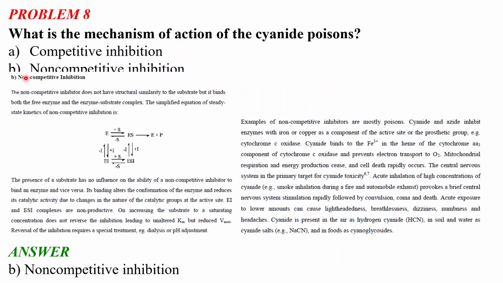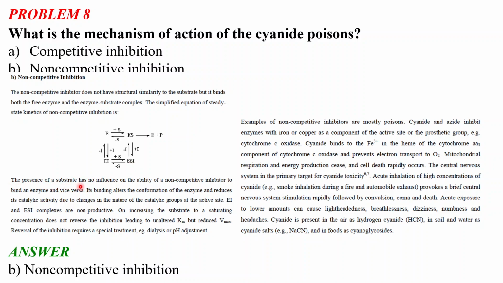So what is non-competitive inhibition? The non-competitive inhibitor does not have a structural similarity with the substrate, but it binds with the free enzyme and the enzyme substrate complex. It does not compete for the active site of the enzyme, but binds to another position on the enzyme, and it can also bind with the enzyme substrate complex. The simplified equation of the steady state kinetics of non-competitive inhibition is this one. The inhibitor can bind with the enzyme to form an enzyme inhibitor complex, and it can bind with the enzyme substrate complex to form an enzyme substrate inhibitor complex.